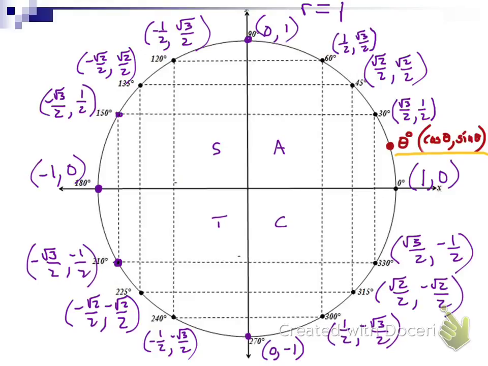Okay, so let's talk a little bit about the circle, and then we're going to make some applications and be done.